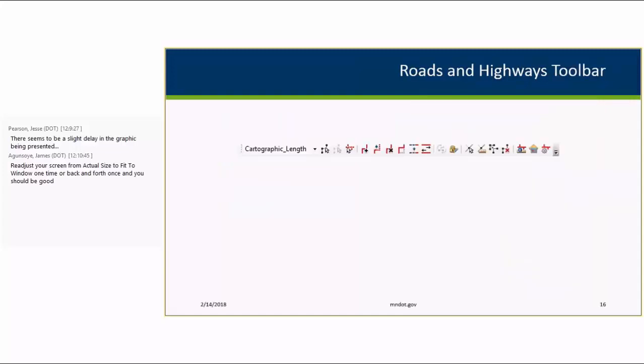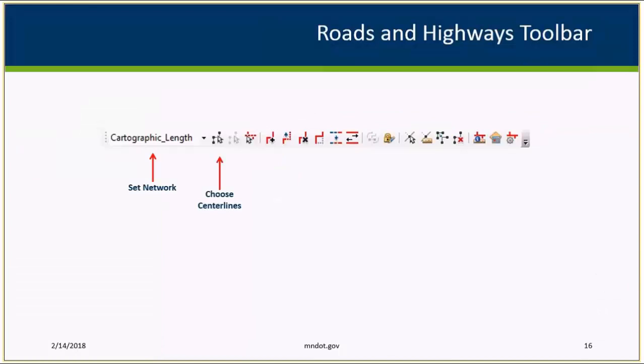The Roads and Highways toolbar is where different edits can be performed. For instance, we can choose the network we want to edit, which is going to be cartographic links at all times. When we are making an edit, we first have to choose the center line, and if there are any red lines available, we can choose those. Create a route and extend routes will be covered in great depth during the demo of Roads and Highways.